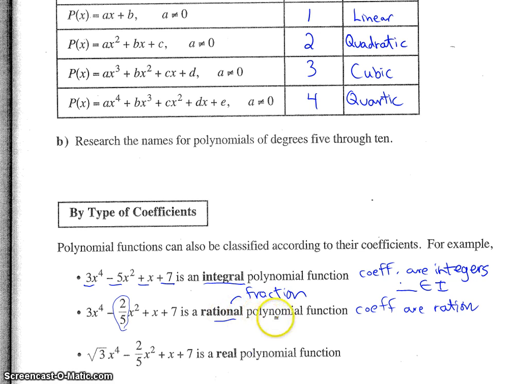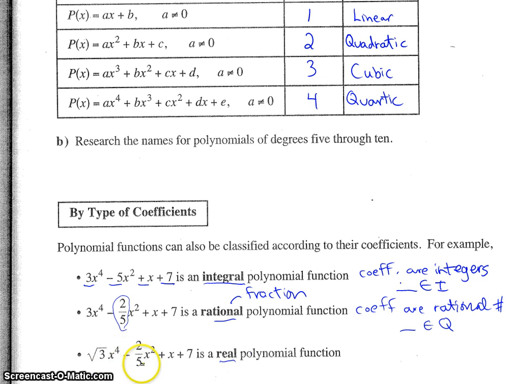Let's go back to this example. So we were talking about rational polynomial functions where the coefficients are rational numbers. Okay, so that would be like something, if we name that, it is an element of Q, as rational numbers. All right, last one. They're calling it a real polynomial function.